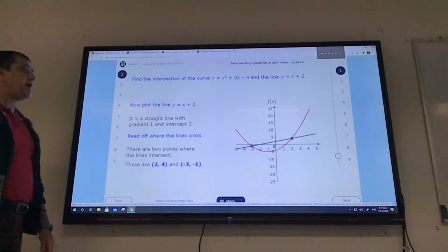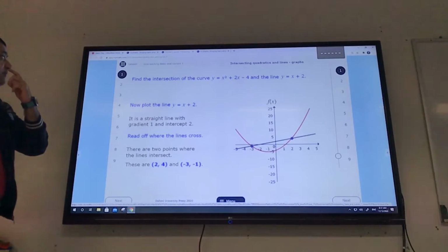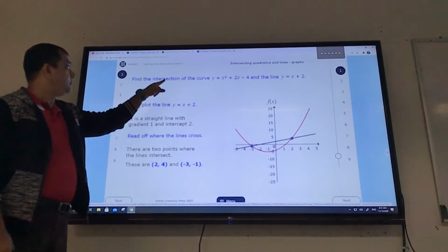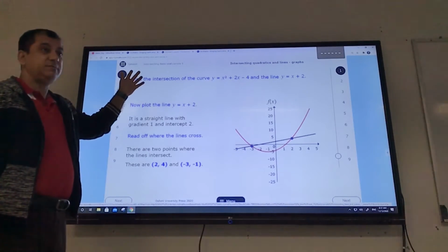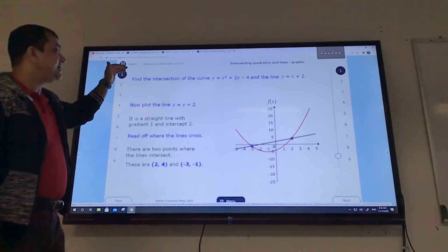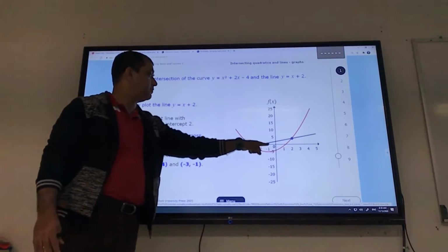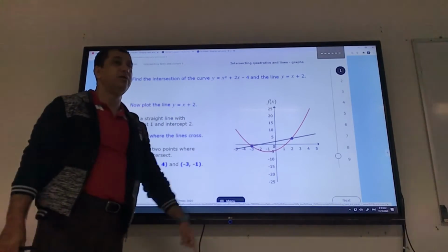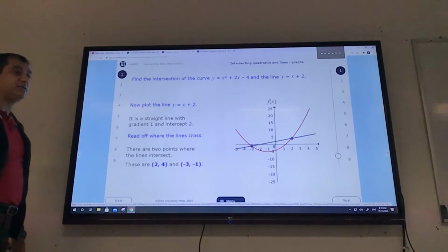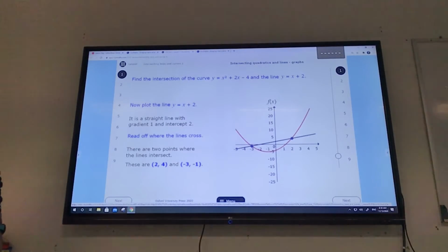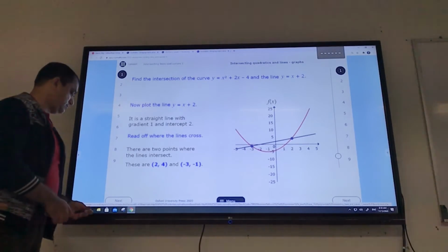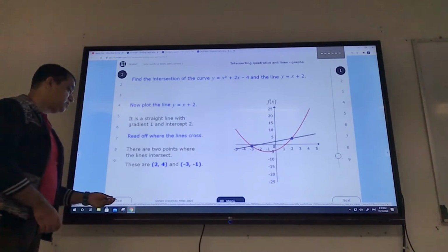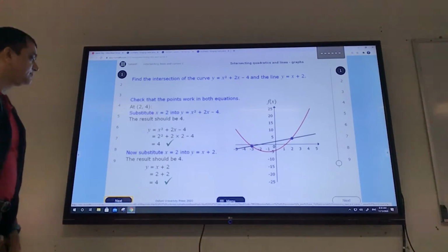So these are the points of intersection of the two graphs, which will be the solution to this equation, right? The question is, find the intersection of this parabola, this curve, with that blue line. So we find the point of intersection graphically. That's fine. So this is the graphical way to find the point of intersection.